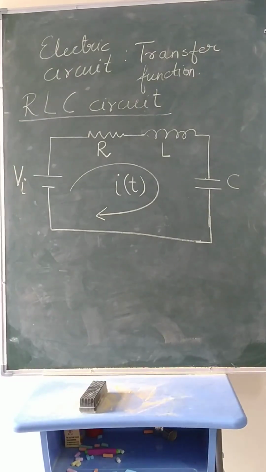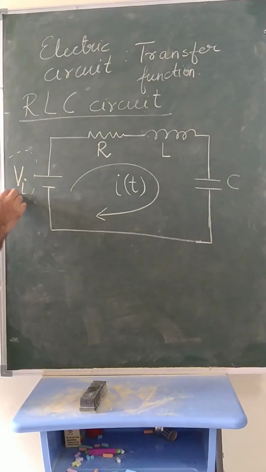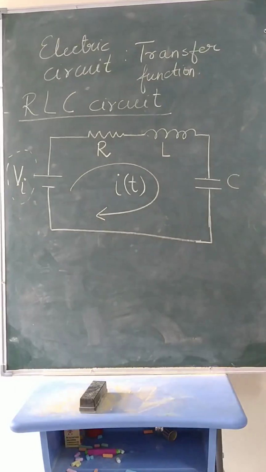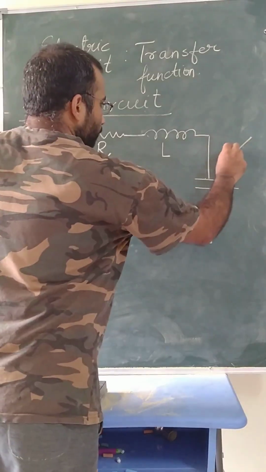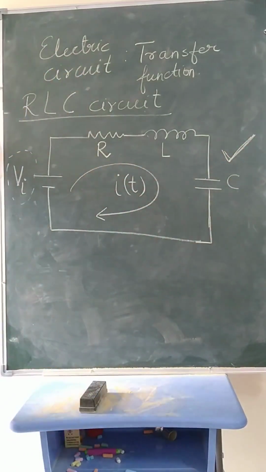So as I said, it is very important that we first identify what is the output of the system and what is the input of the system. The input to the system is Vi. And let me say that the output of the system is the voltage drop across the capacitor.